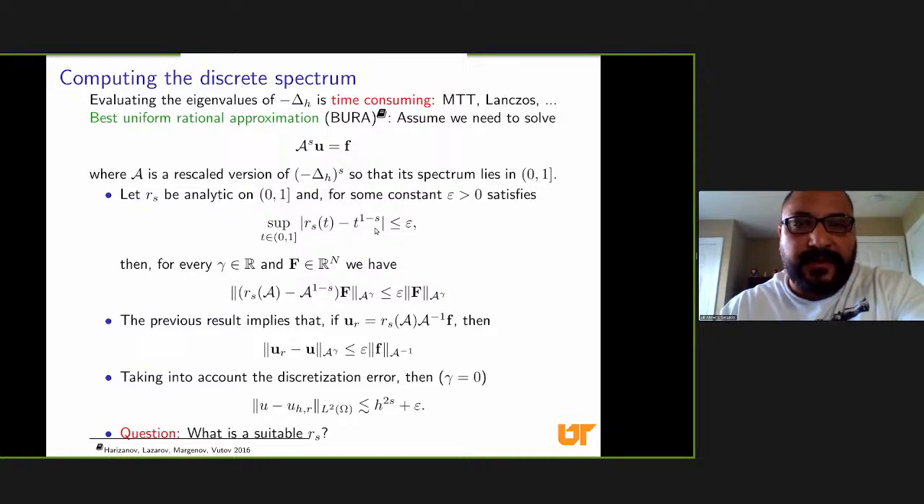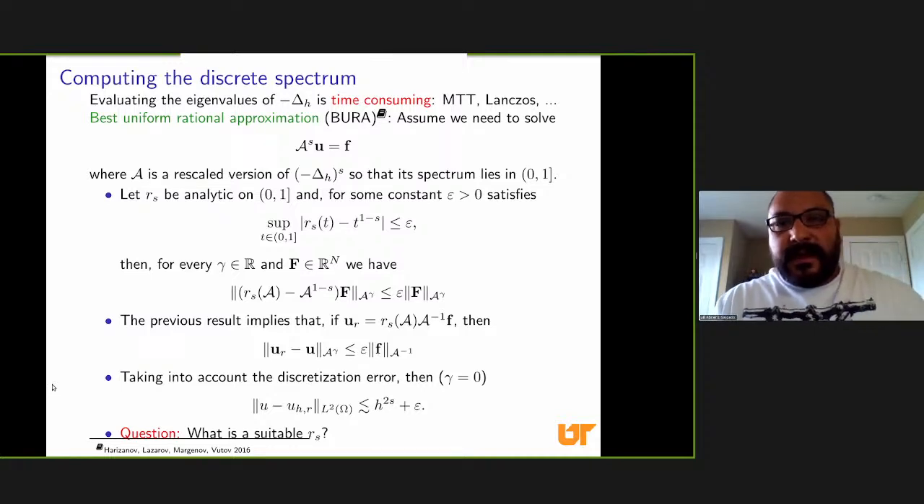t to the power 1 minus s. It has a uniform approximation of order epsilon. Then if you, instead of computing A to the power 1 minus s, apply this function R to the matrix A, you're going to get some approximation power in terms of this epsilon, the approximation in terms of functions.